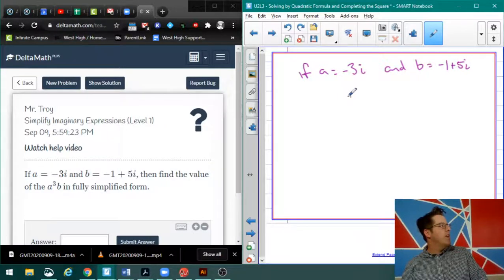Okay, I want to find A cubed times B. Okay, so A cubed is going to be (-3i) cubed times (-1 plus 5i).